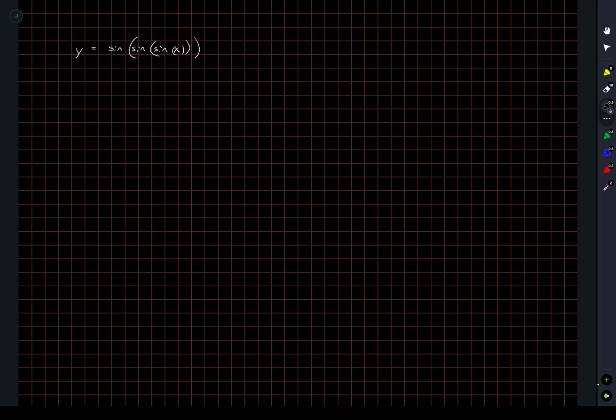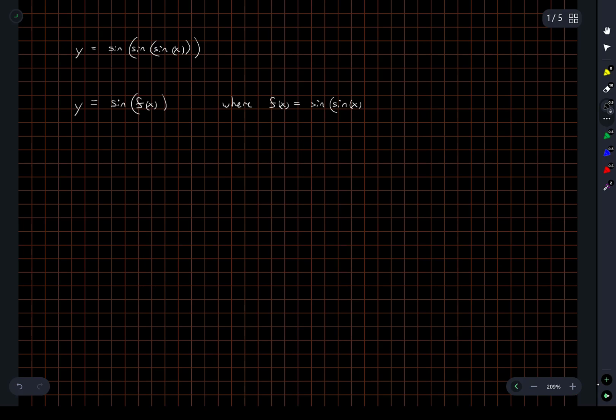So rather than juggling multiple uses of the chain rule in my head, I'm going to introduce an intermediate step so that I'm only ever applying the most direct version of the chain rule, where I have the composition of two functions, not the composition of three. So I'm going to write this as y is equal to sine of f of x, where f of x is equal to sine of x.